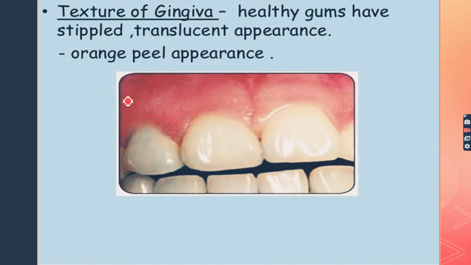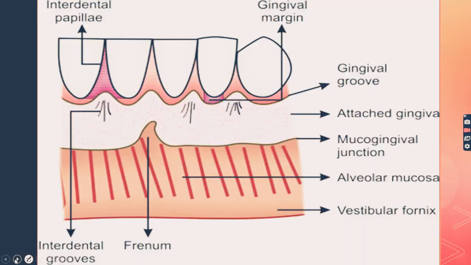Now texture of the gingiva. Healthy gum is stippled. Stippled means like in attached gingiva, stippling is present. It looks like this. Okay. Here dot dot dot. Okay. This is stippling. Okay. And stippled gingiva has a translucent appearance and orange peel appearance. This is important.